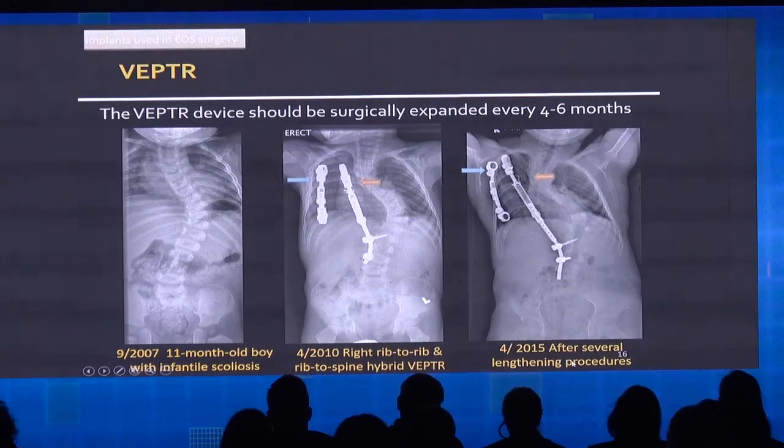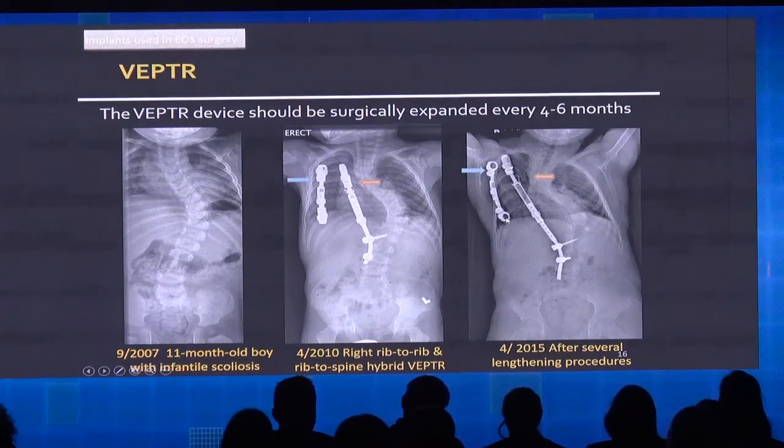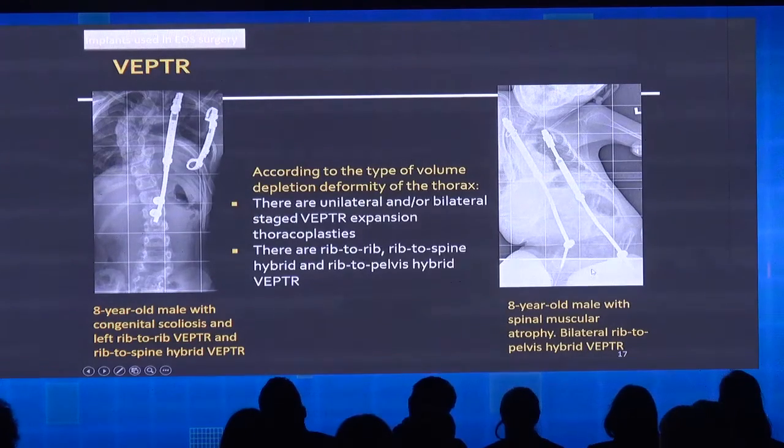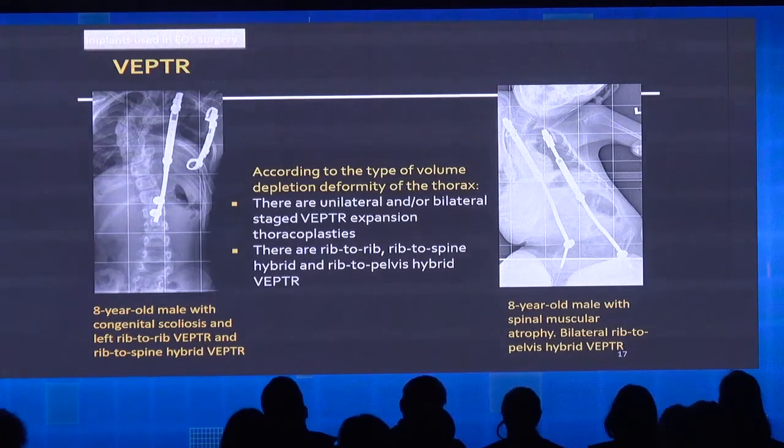At that moment, you see 5 years later, yes, there is still a curve, but it has been expanded and the lungs have developed. Vector can be rib to rib, can be spine to spine, can be most frequently hybrid with spinal connection at the lower part and rib connection at the upper part. You can even have compounds with pelvic anchoring, just like in the Luque system.